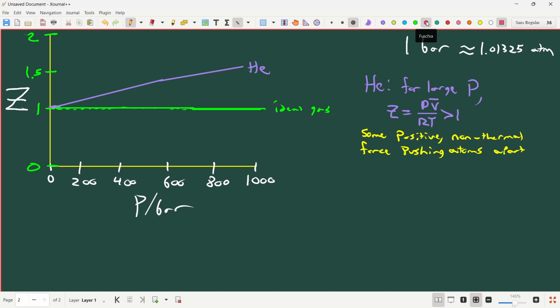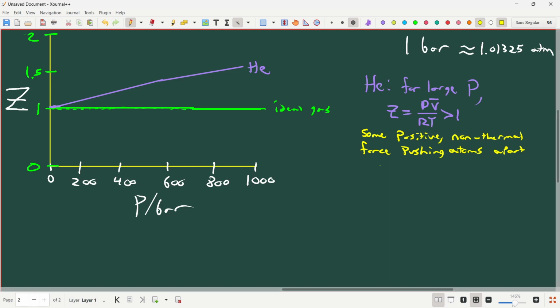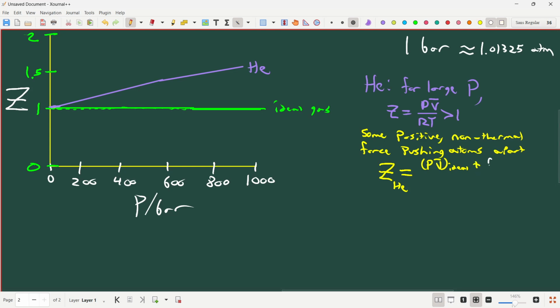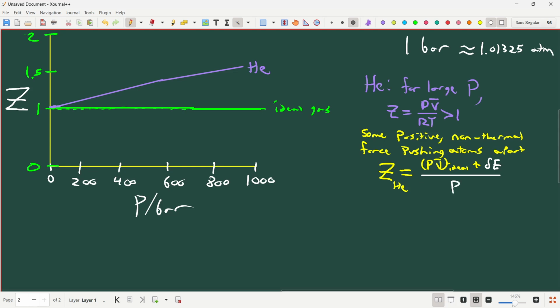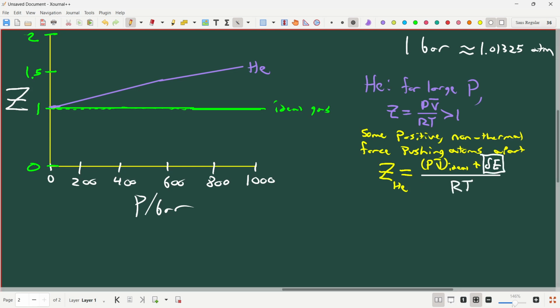Maybe a better way to think about it is that Z for helium looks a bit like the PV, which is the ideal part, which is just the nature of the gas pushing against the walls, plus some additional energy from something else, divided by RT. And we have to identify what this additional energy is. There's something else adding something to the system. There's an additional force in the system besides just thermal effects. Does that answer your question? Yes, thank you. You're welcome.